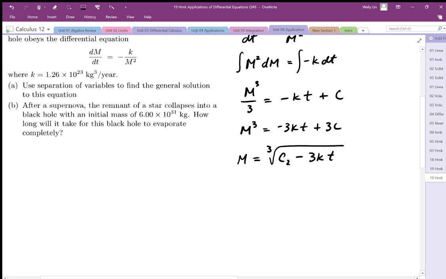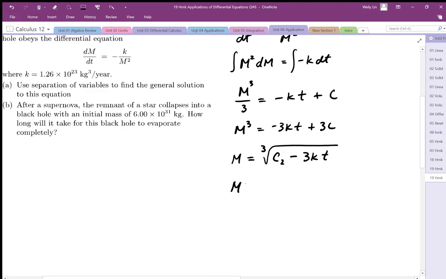Okay, and I'm going to plug in my value for k. When I plug in my value for k, I end up with 3 times 3.78 times 10 to the 23, times t. Okay, and that's my general solution. So that's part A.